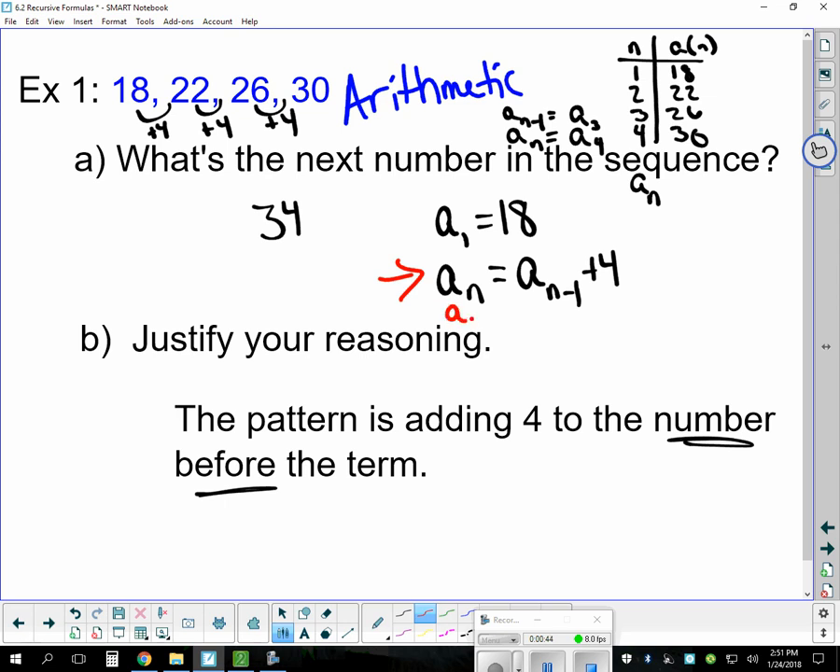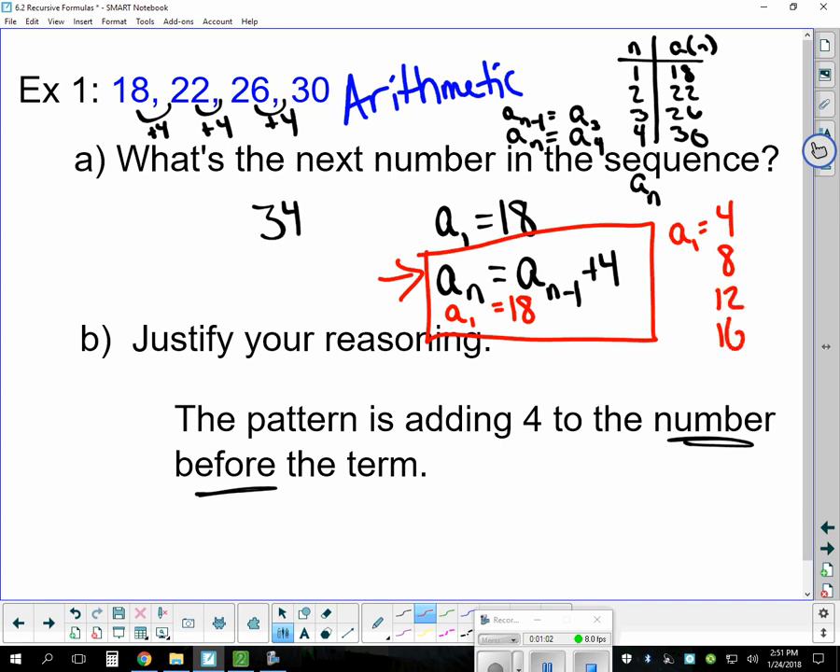So a sub 1 is 18. So you need to give both pieces of information here when they ask you for the recursive formula. Because this is your recursive formula, but you need to know where you start. If a sub 1 were any other number, maybe it was 4, then you add 4, you'd have 8, 12, 16. You'd get a completely different sequence. So it's very important that you know what you're starting with.